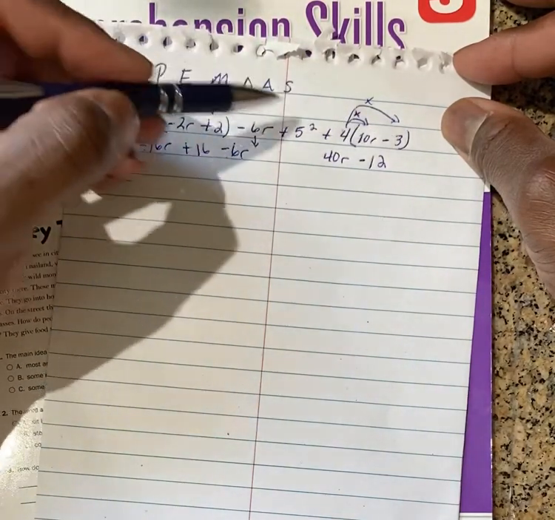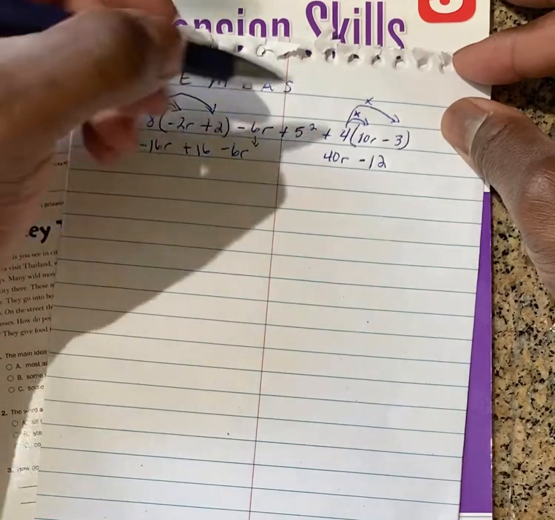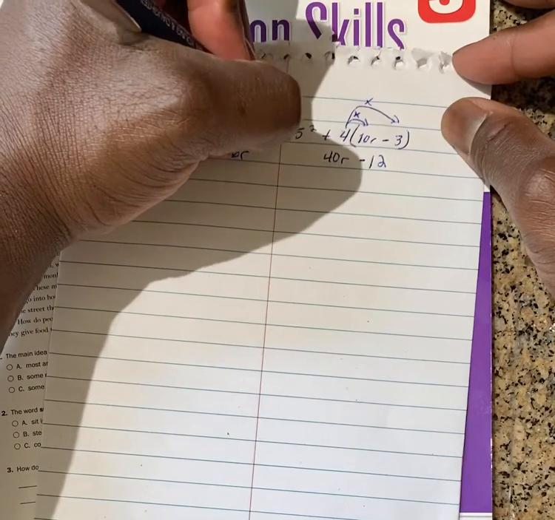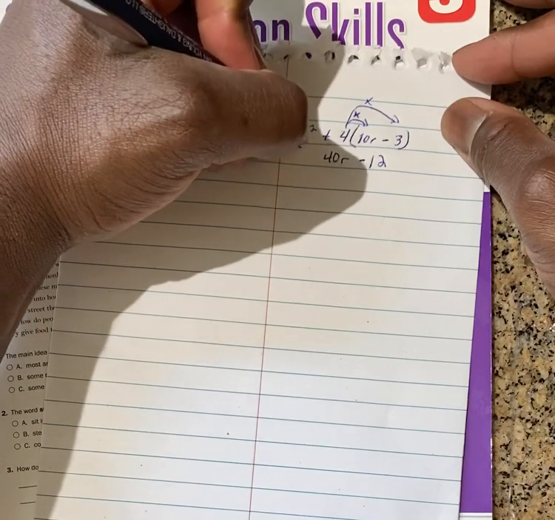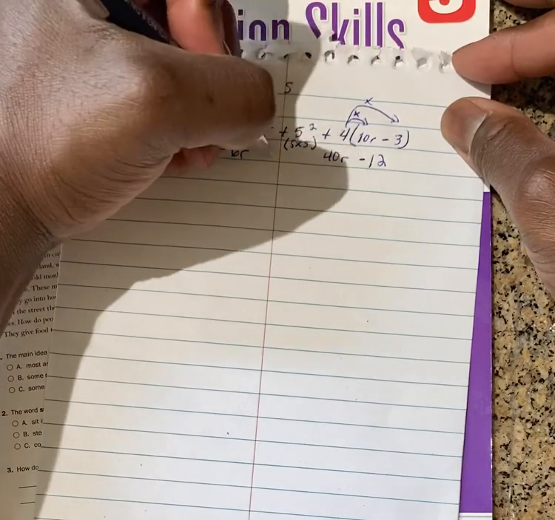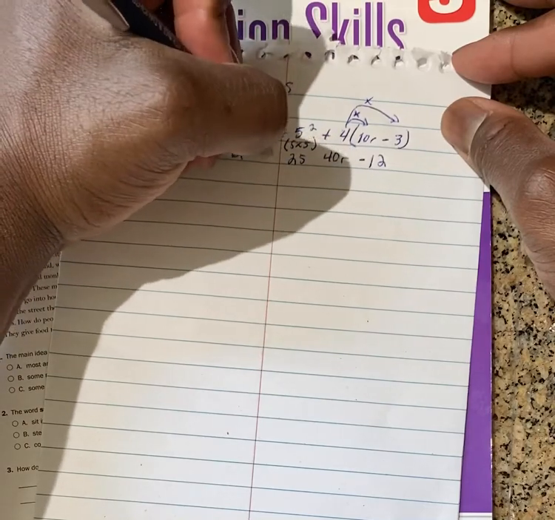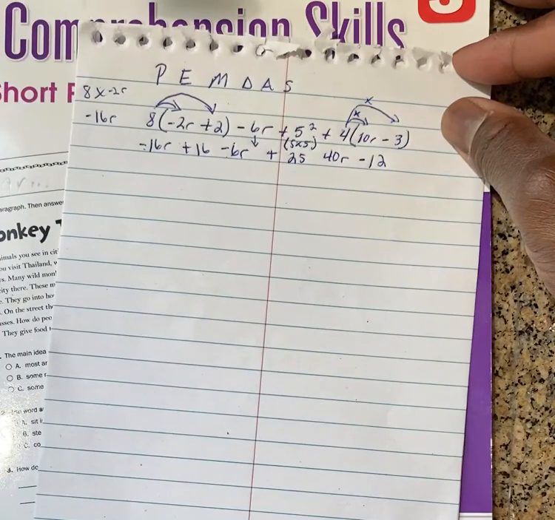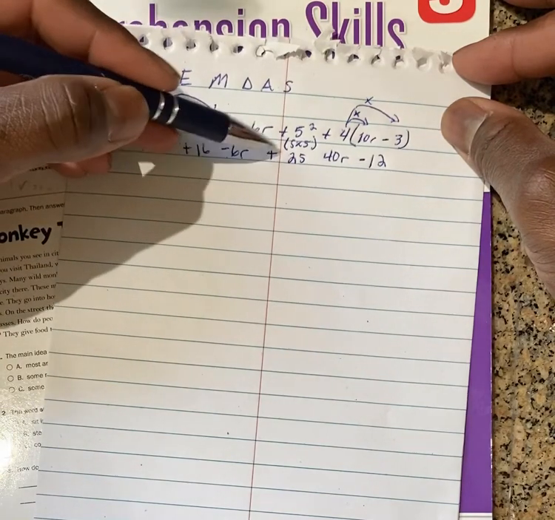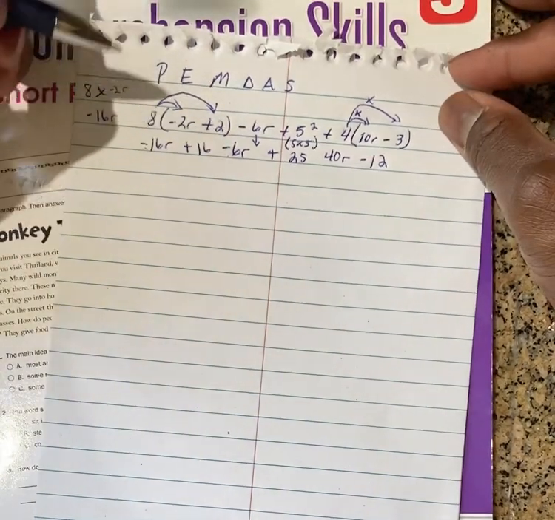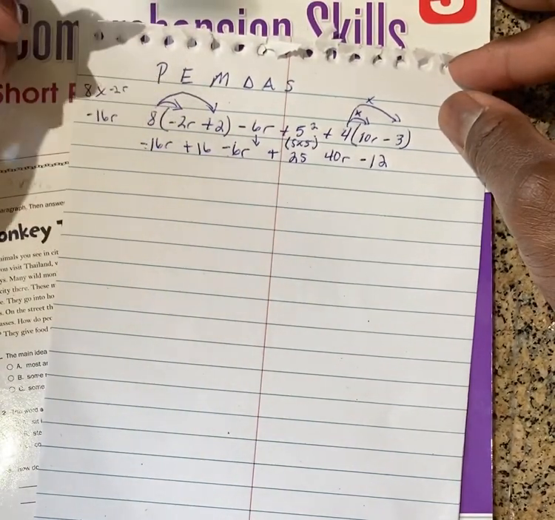Now you're going to do the exponent. 5 to the second power is basically 5 times 5, which will give you 25. A positive times a positive gives you a positive, so you write the positive. See that? Positive 25.